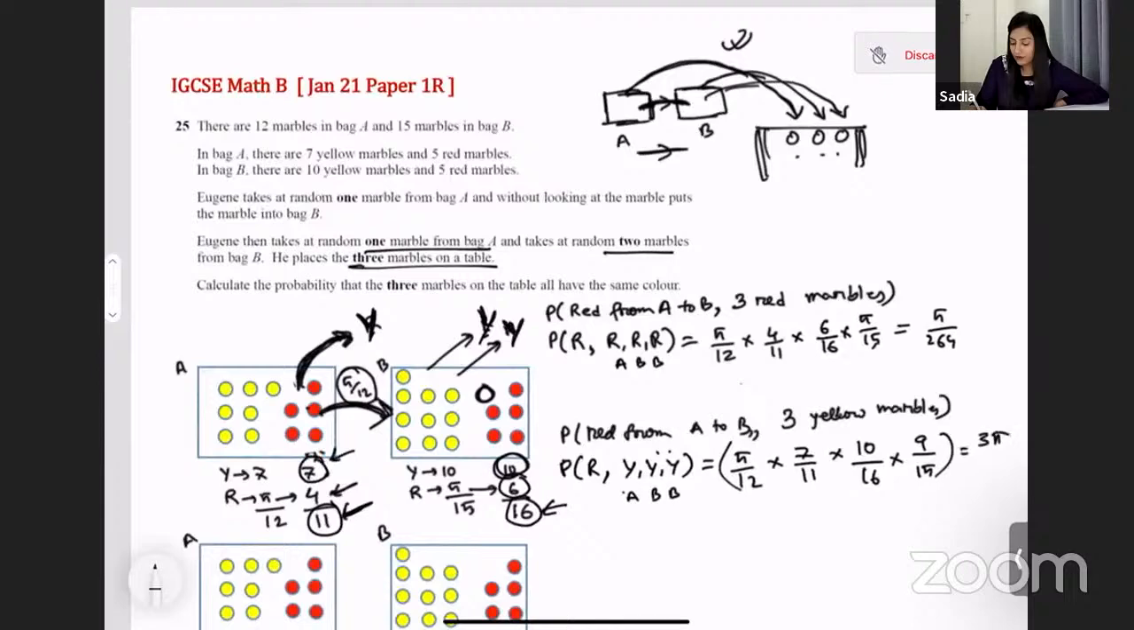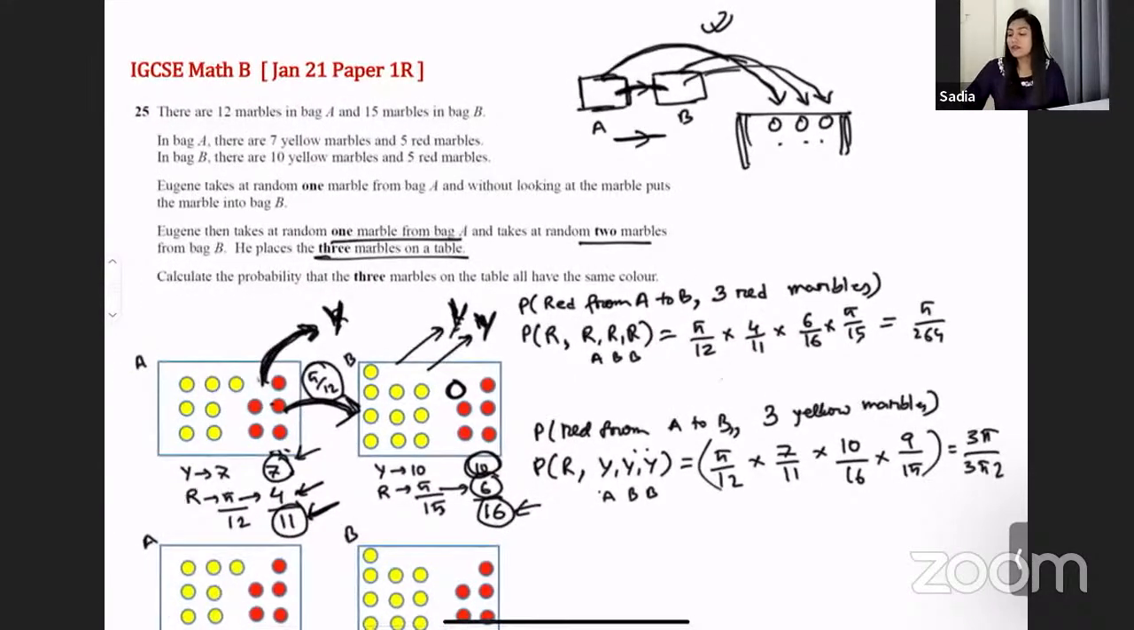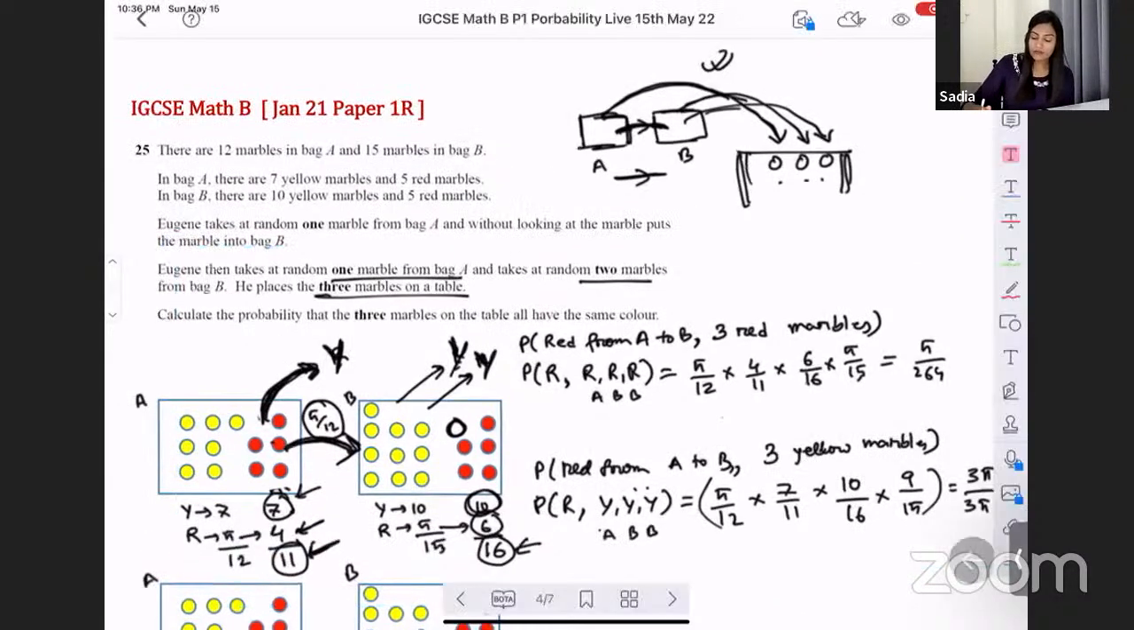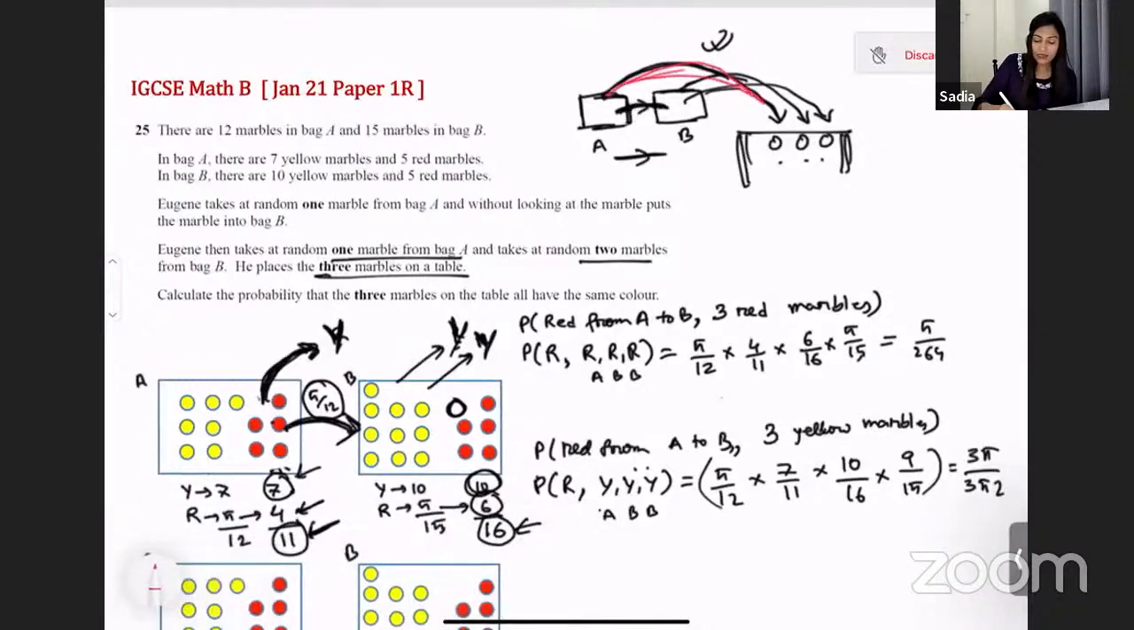So 35 by 352. So here's the situation. In the first phase, we just removed one from A and then we moved that to B. Then again, you have two options. When you are removing one marble from A and two marbles from B, these three marbles can be red, red, red, or yellow, yellow, yellow.